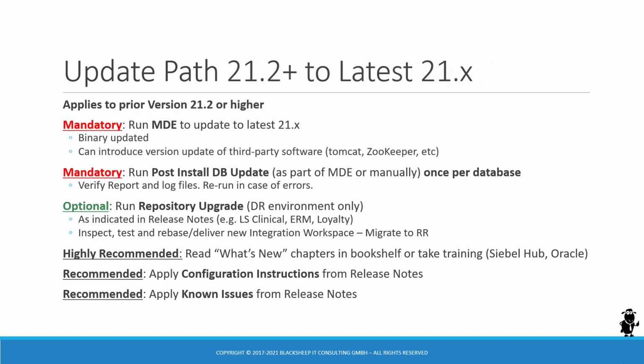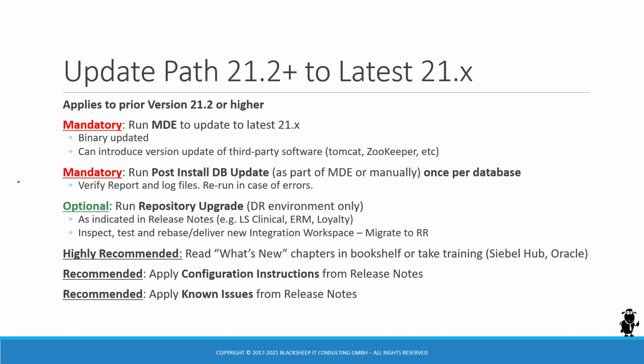The update path for customers already on 21.2, that is the first MDE version, so 21.2 to 21.4, let's say, to 21.5, is a slightly accelerated path. You still run the MDE, get the binary updates, but there's no topology change, so you spare that. You still can get some updates of third-party software like Tomcat and Zookeeper.